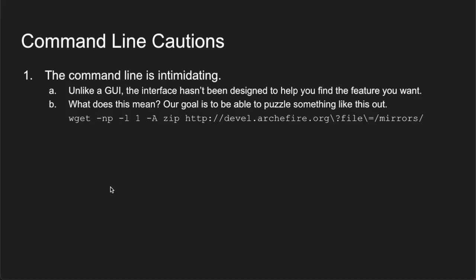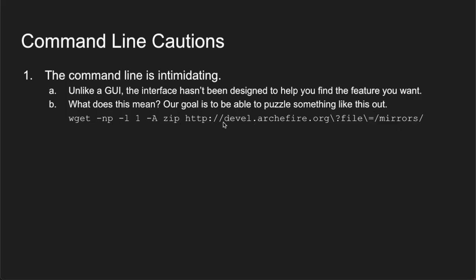And you could actually puzzle out what this thing does. And in fact, I'll walk through this. wget is a tool to get things from the web. The -mp says, don't get the parent. We'll talk about what that is. -l1 says, get one level. -a means download as a zip in this case. And then this is what we're downloading from.